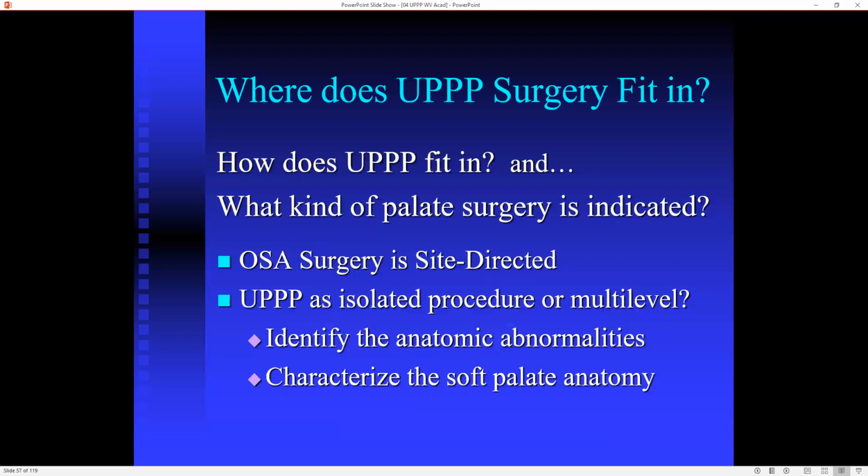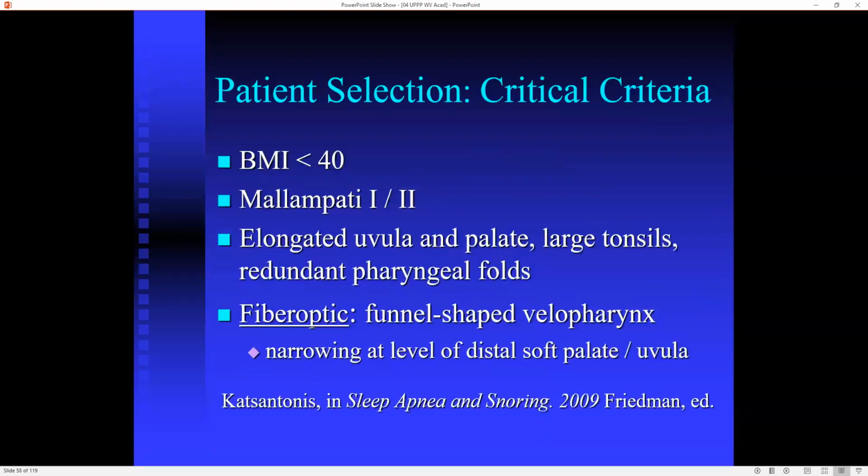So again, how does UPPP fit in, and what kind of palate surgery is indicated? Well, we've talked about surgery being site-directed, and then using UPPP as an isolated procedure or multi-level procedure. We'll talk about that. So we identify the anatomic abnormalities and characterize the anatomy of the soft palate. Katzenstein and most others have said you don't want to operate in patients with BMI greater than 40, and I would agree with them for the most part, although that's another story that I'm looking at with a study.